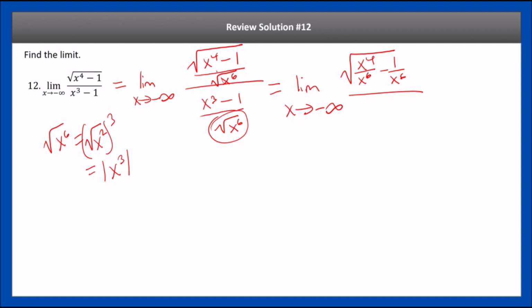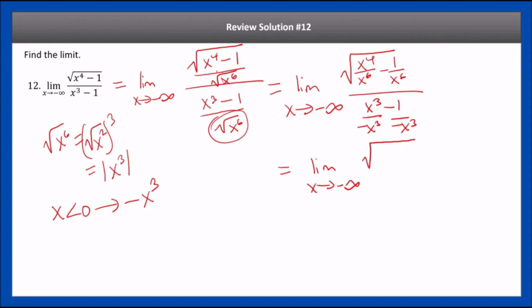But we know that because we're doing x less than 0, this actually turns into negative x cubed in this example. So that becomes negative x cubed as long as we're going to negative infinity. So in this case, we get x cubed minus 1 over negative x cubed. So we get the limit as x approaches negative infinity of the square root of 1 over x squared minus 1 over x to the 6th power, over negative 1 plus 1 over x cubed.